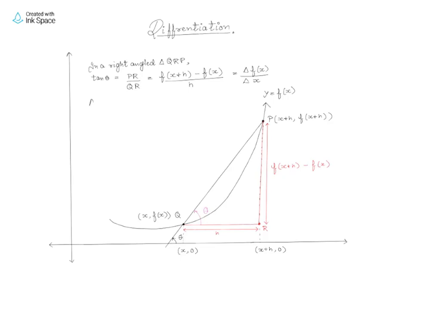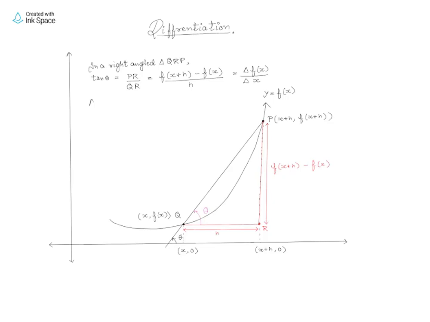Now notice one thing: as the point P approaches Q on the curve y equals f(x), what will happen? P will become closer and closer to point Q. Then the length of chord PQ will almost become 0 at a certain point when P is very close to Q. In this process, the length h will also approach 0. So two things will happen: the length of chord PQ will become almost 0, and the length of h will also approach 0.